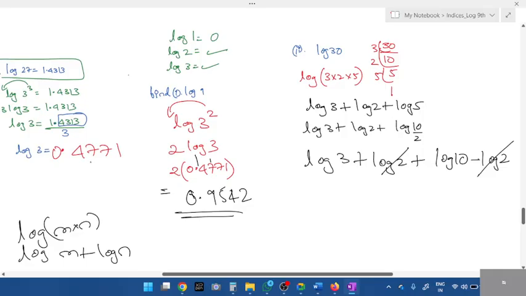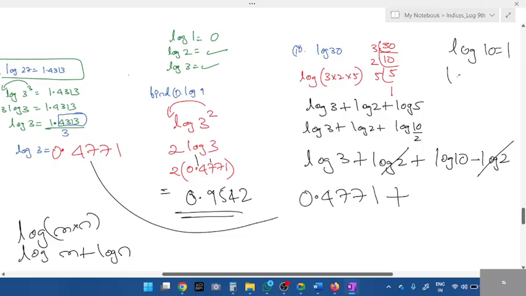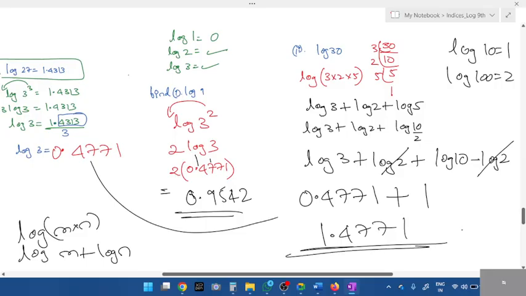What is log 3? What is log 10? Log 10 is equal to 1. I told you to memorize all this. The answer is 1 point something: 1 plus 0.4771, which is 1.4771. Okay, we'll solve.